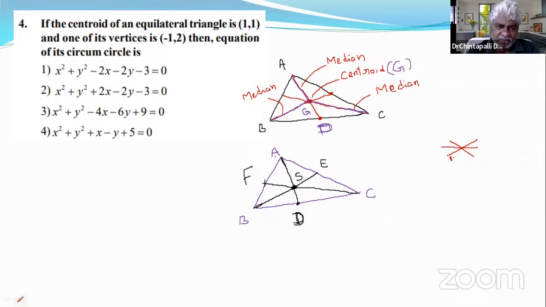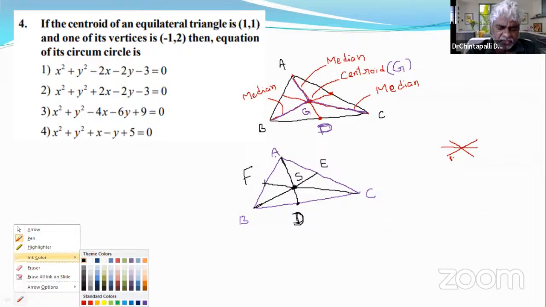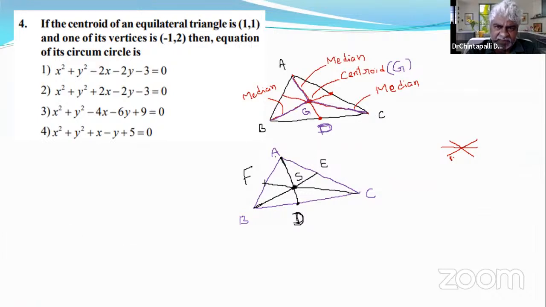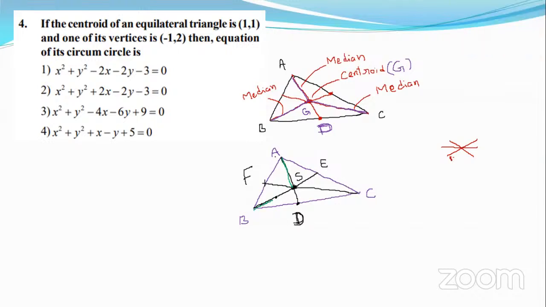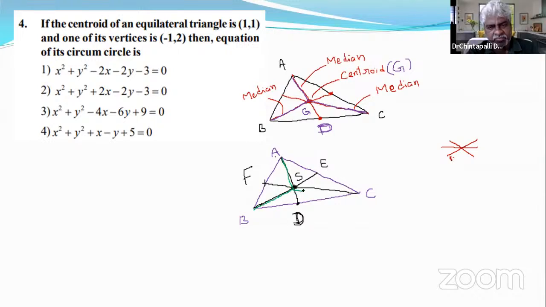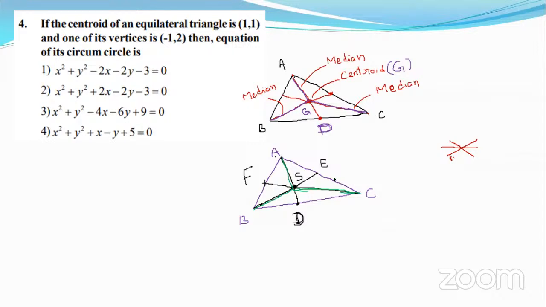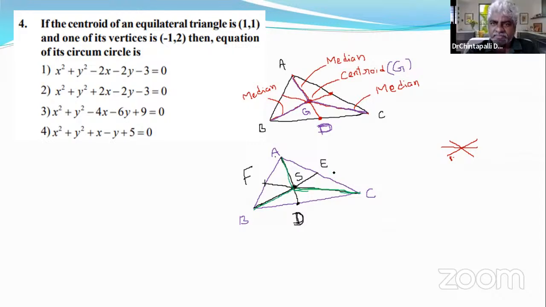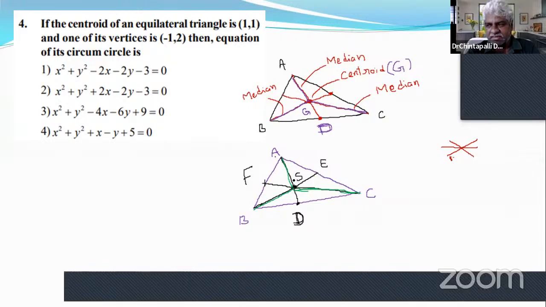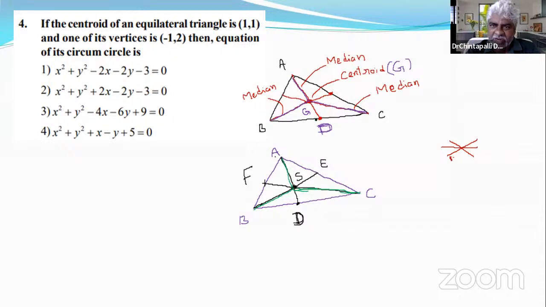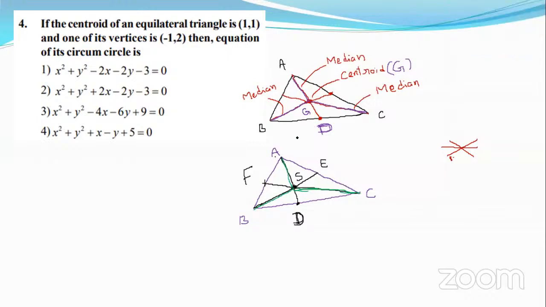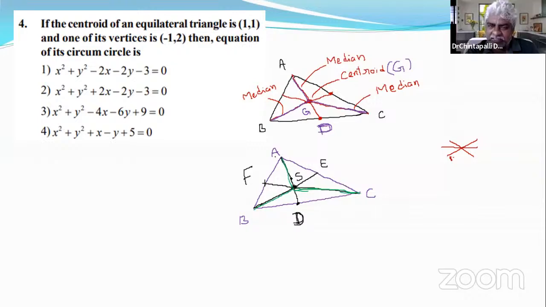Here we can understand one thing: if we find the distances AS, BS and CS, all three distances are the same. The point of concurrency of angle bisectors is equidistant from the three vertices, and the centroid need not be equidistant from the three vertices. But the point of concurrence of the three angle bisectors is equidistant from the three vertices, right?